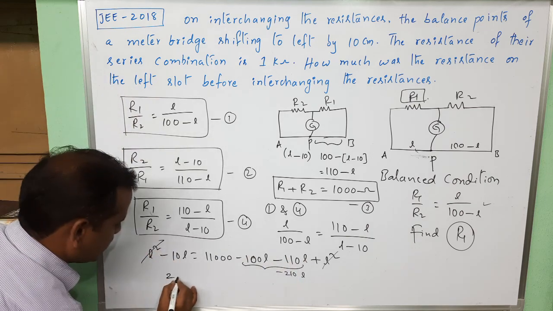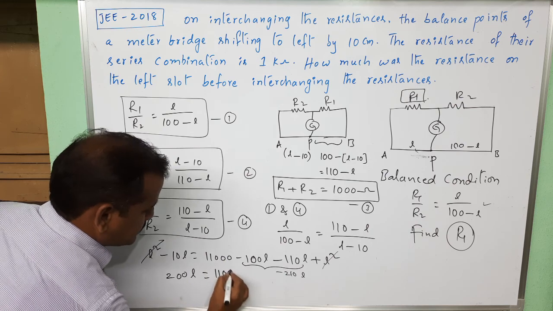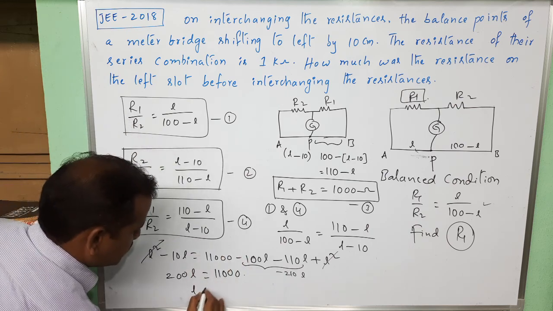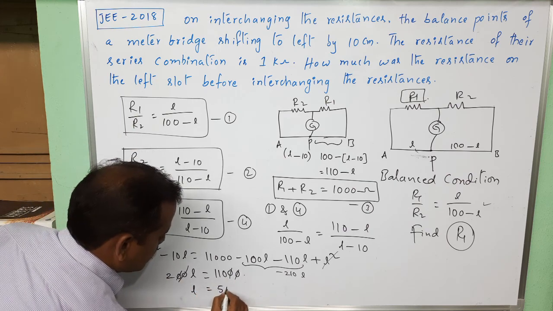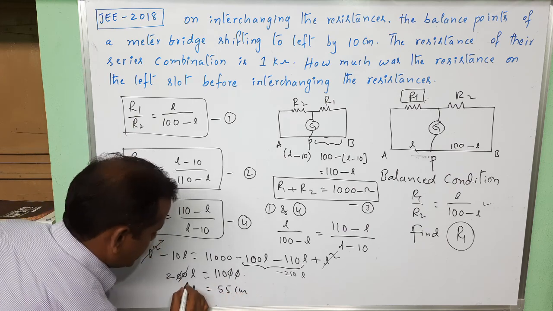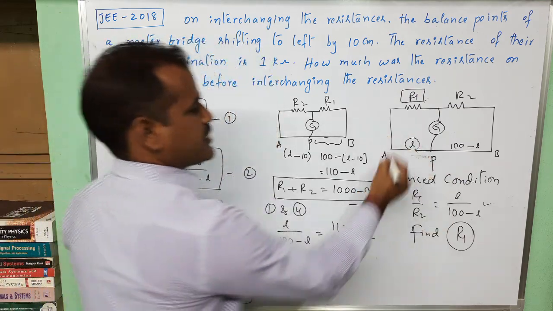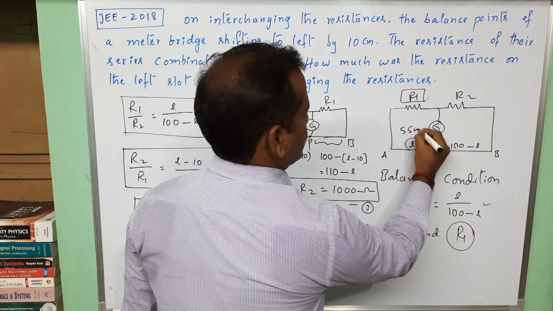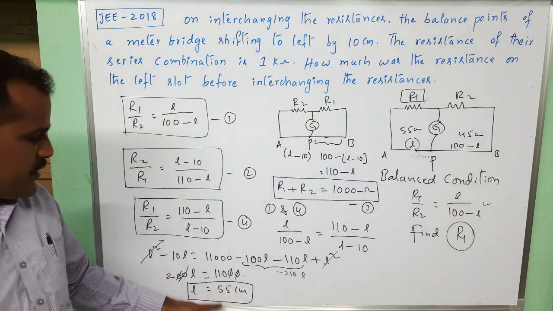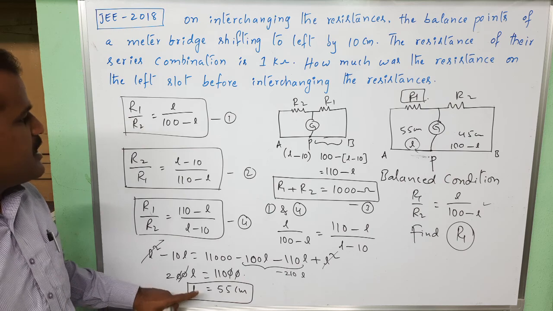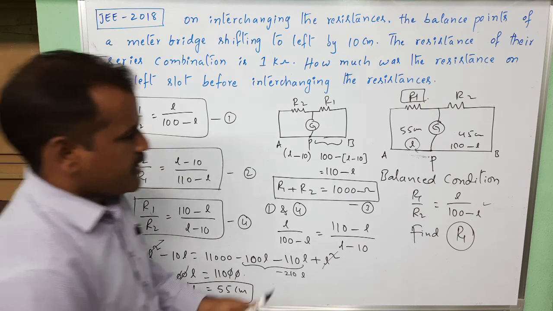Let us take this to this side. So 200L is equal to the remaining expression, 11,000. That means for the L value, 2 zeros cancel, and we get 55 centimeters. The L value is 55 centimeters. That means obviously, of course, this is 45 centimeters. So we get the L value of 55 centimeters. From the L value, we need to get the R1 value.